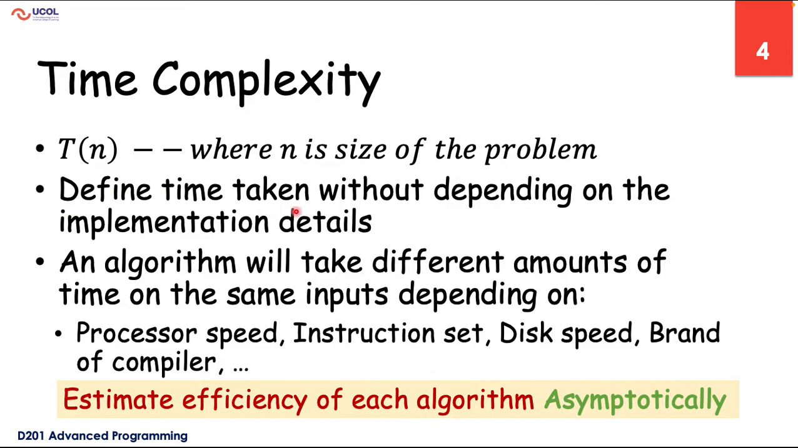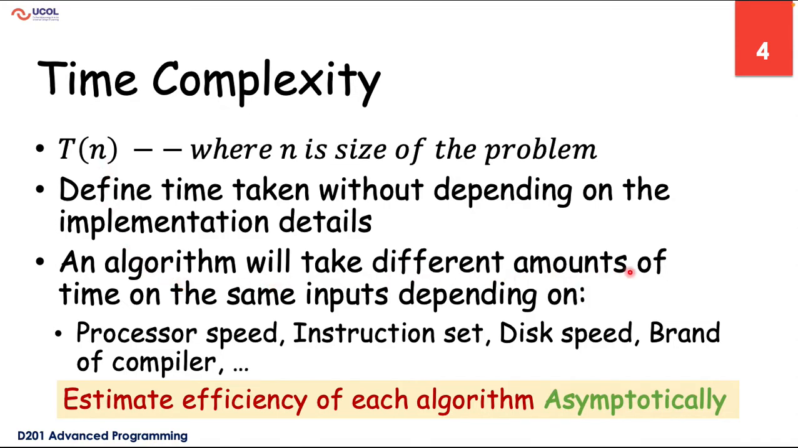So we define time taken without depending on the implementation details. Whenever we talk about algorithmic complexities, we don't look at the implementation, whether we are implementing that particular algorithm in C#, Java, C++, or any other language. We just take the steps, and based on those steps we try to find out how much time it will take based on n, the size of the problem.